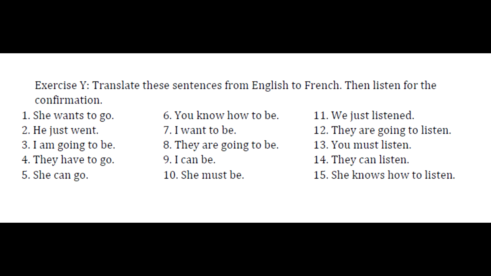5. She can go. Elle peut aller. 6. You know how to be. Vous savez être or tu sais être. 7. I want to be. Je veux être. 8. They are going to be. Ils vont être or elles vont être. 9. I can be. Je peux être.